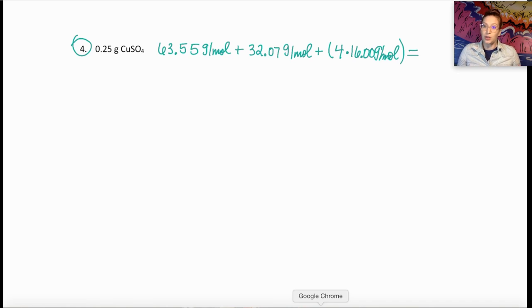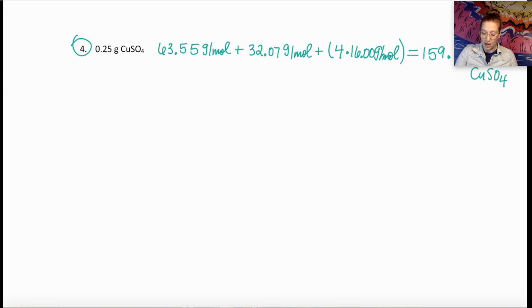Some of these elements we'll use a lot, and you'll probably just remember their masses from the periodic table, but please know that you will always have a periodic table available to you. You're not going to be expected to memorize these. Okay, so let's add these all up. 63.55 plus 32.07 plus 4 times 16 should give us a total mass of 159.62 grams per mole. And again, this is for CuSO4.